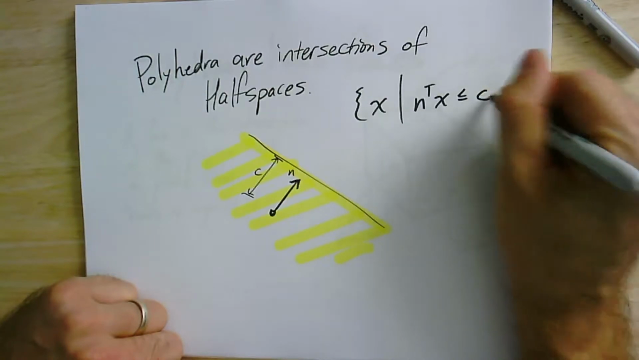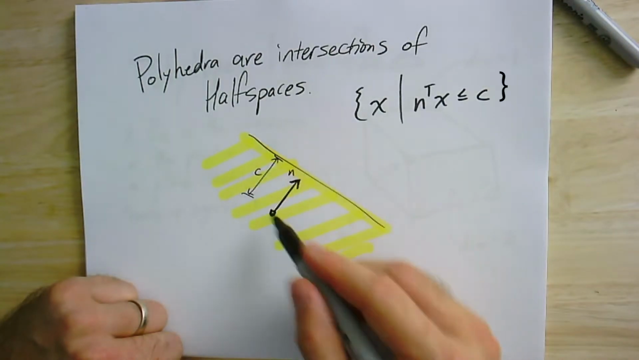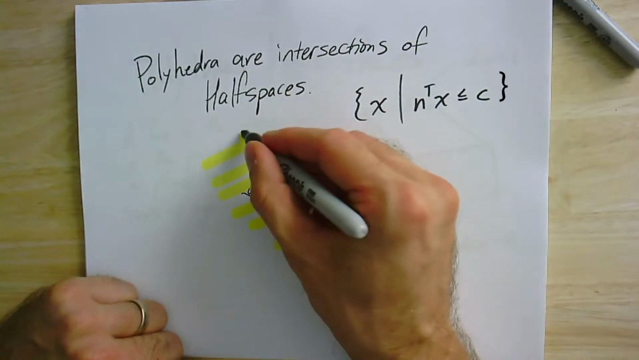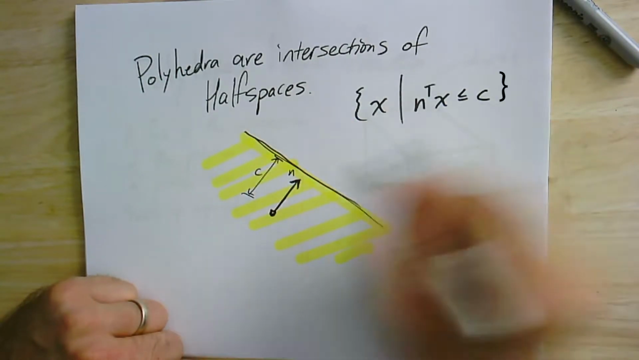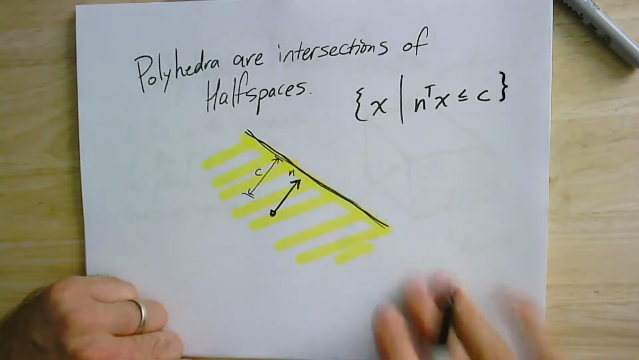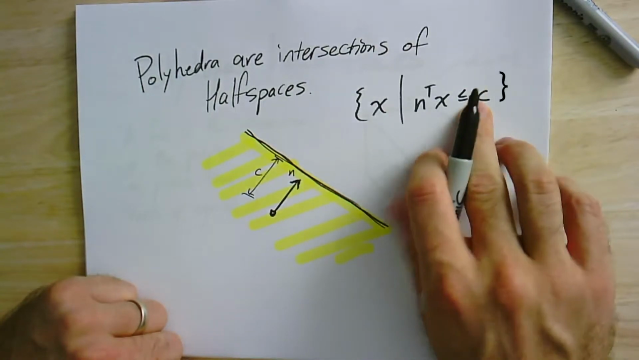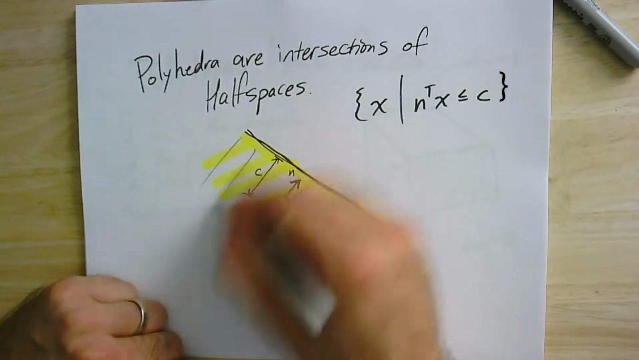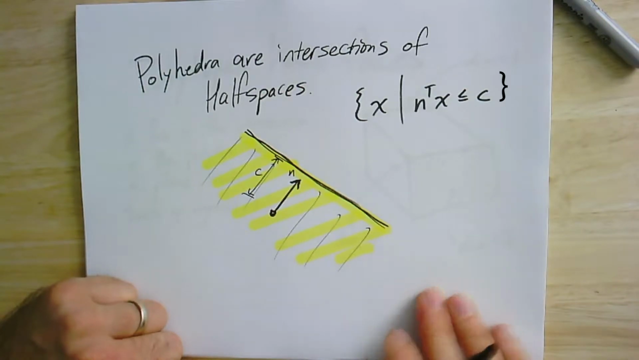And you can think of that constant as telling you roughly how far in the direction of the normal vector the plane is. If it was an equality, it would be the plane which bounds it. But it's a half space, so it's everything less than or equal to that. So everything on this side is the half space.